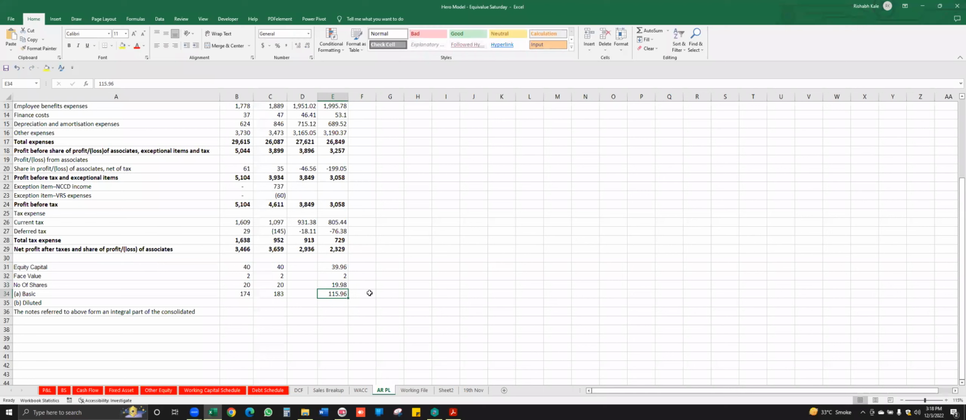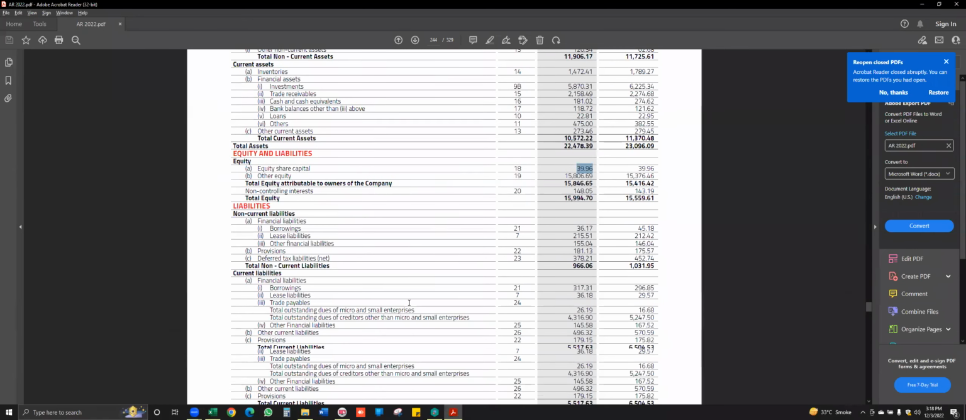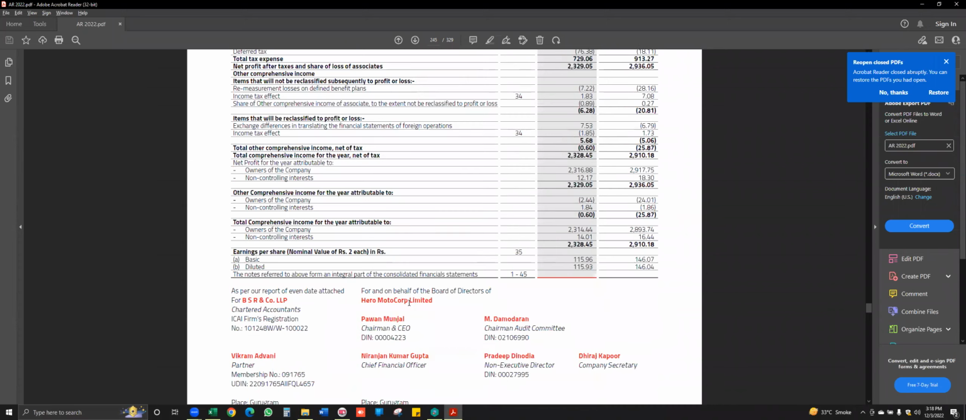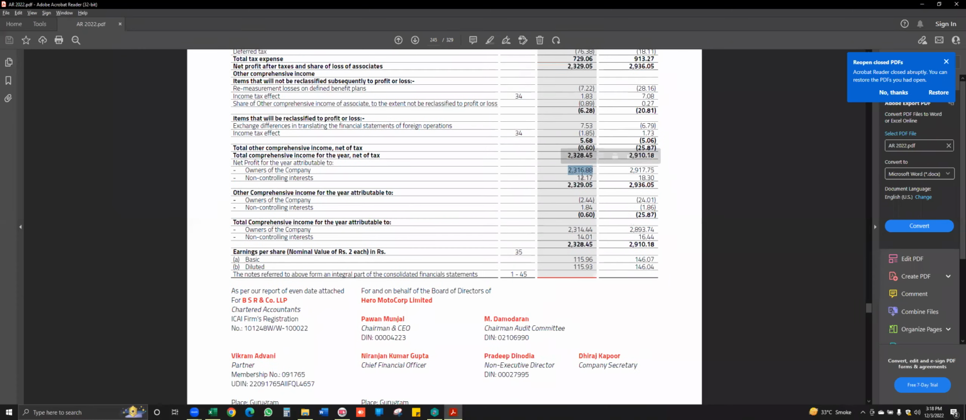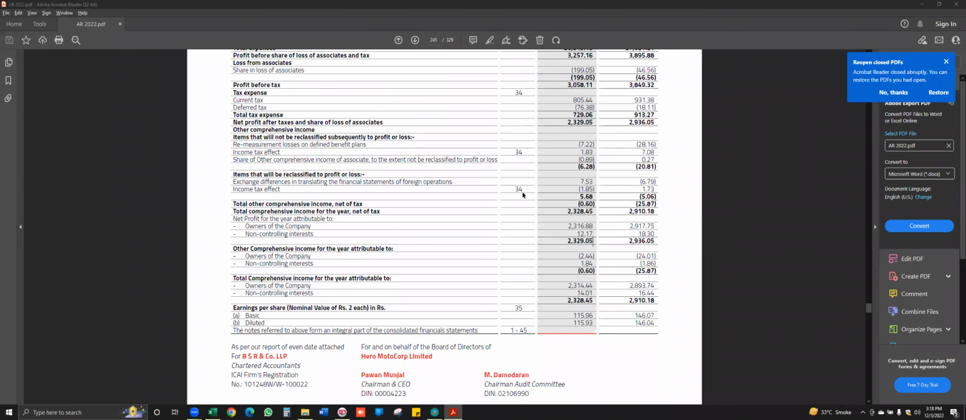Okay, so you can now calculate your basic EPS. Now this is the profit which is available to the shareholder. You can calculate your own basic. Now it will change because here they don't take this profit. They will take this profit contributed to the owners. You don't require it. It is okay to take this.